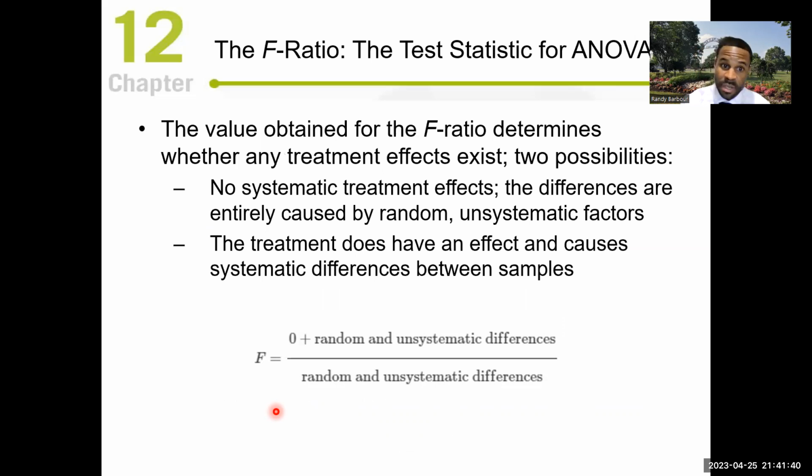You have 2 possibilities. You have no systematic treatment effects at all, right? The differences are entirely caused just by random and unsystematic factors, right? And then the second piece is the treatment does have an effect, and it causes the systematic differences between the samples, right? So this will be the case of the first one. There's no systematic differences. There's 0, right? But say this number is a little higher, say it's 5, 6, or 7. Then you would see a treatment effect, and you'd see the F ratio go up in value.